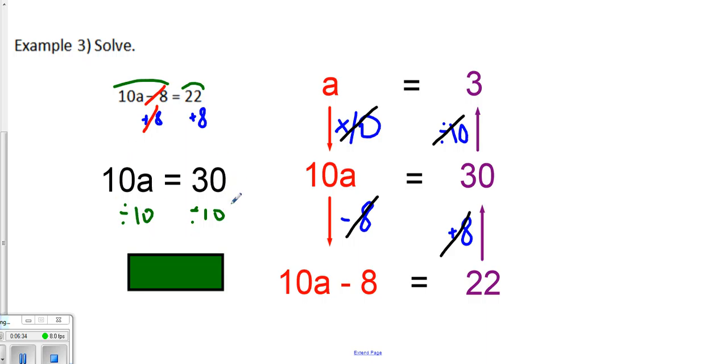And again, why did we do it? Well, this over here shows us a little better why we did it, because it's the opposite of multiplying by 10. When we do that, this 10 cancels out with this 10, and we're just simply left with a equals 3. And that's how we would solve two-step equations.